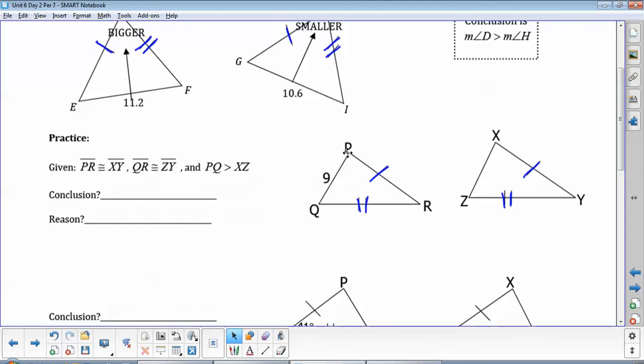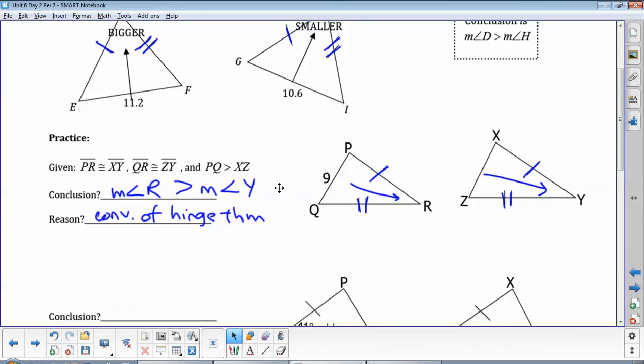Since the distance between P and Q is bigger than the distance between X and Z, the angle it's opposite, here angle R, and the angle this one's opposite, angle Y, must also be different. Since PQ is bigger than XZ, the measure of angle R must be bigger than the measure of angle Y. So that's going to be our conclusion, and this time our reason is the converse of the hinge theorem.